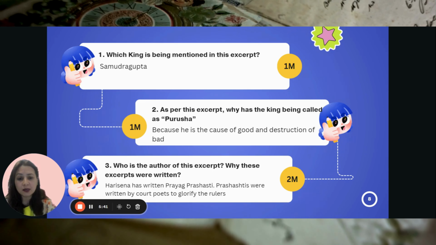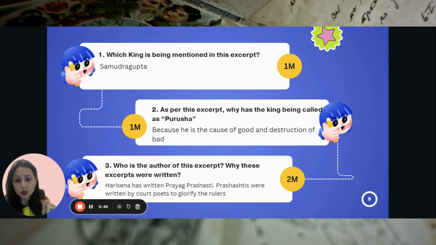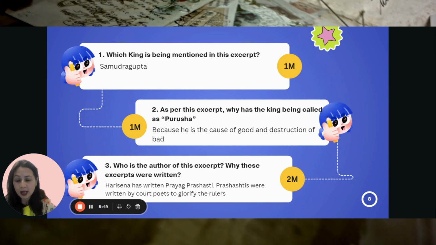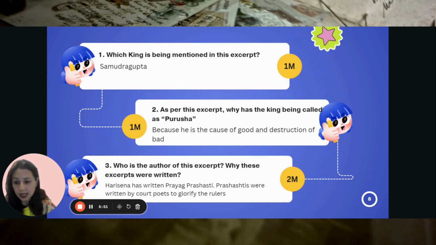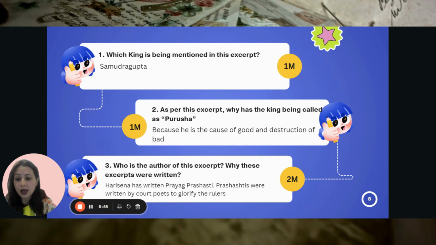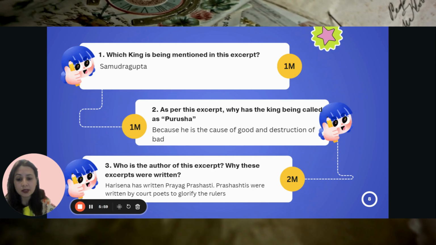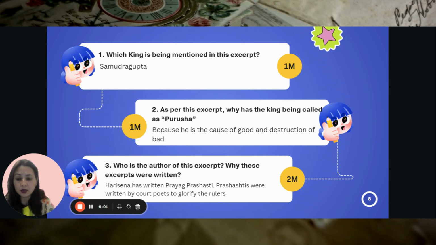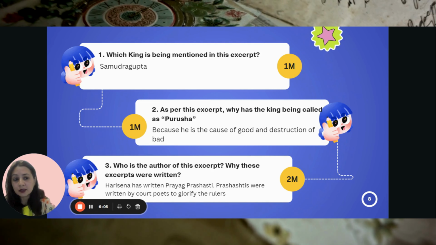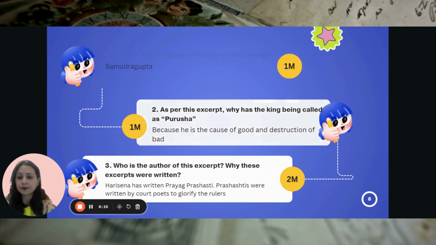As per this excerpt, why has the king been called Purush? All right, he's known so because he's the cause of good and destruction of bad. And then who is the author? Again, it is indirect, not given in the text directly, but we must know. Hari Sen has written it, and Prashastis were generally written to glorify the rulers. So you can say a perfect combination of direct and indirect questions.